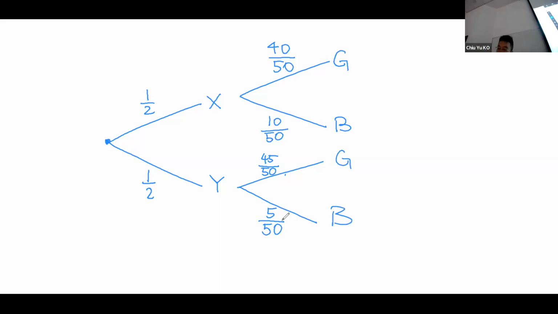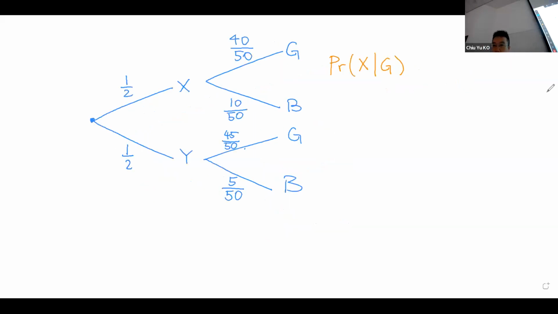So the question is a Bayes rule, right? That's why we have the diagram. So the question is asking, suppose we have a girl, how likely is this girl to come from X? So that, sorry, given this girl, how likely does she come from X? Okay, so that's the question. Is there any question about what the question is asking?